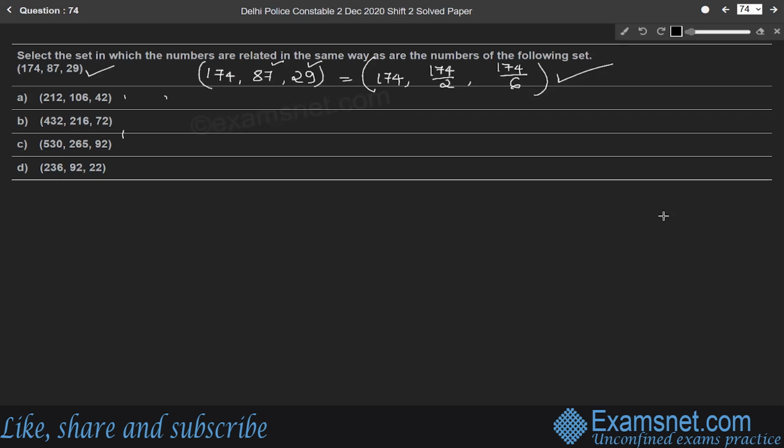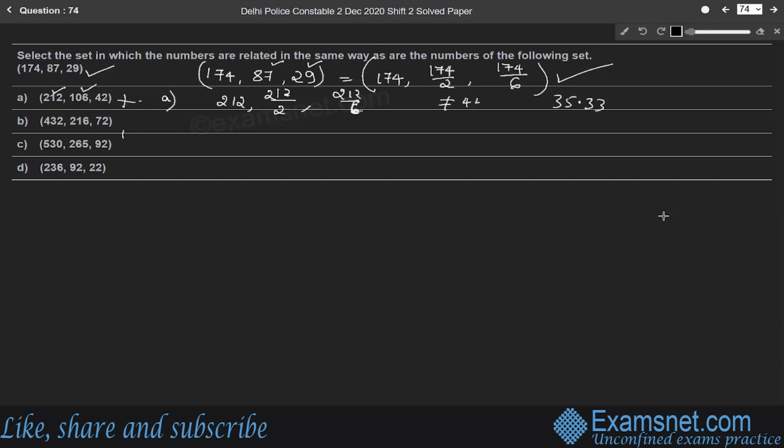Right? So let us check with the first option. 212, the first number, and the second number: 212 by 2, which is 106. The second number follows the rule. Whereas 212 by 6 is not equal to 42. So it is 35.33. So according to this rule, option A does not follow the rule.